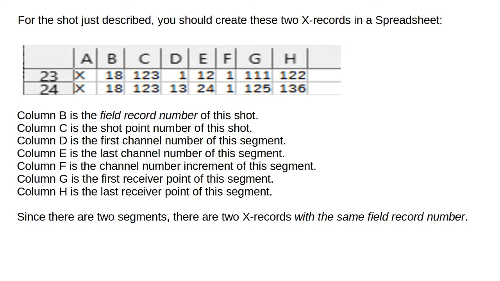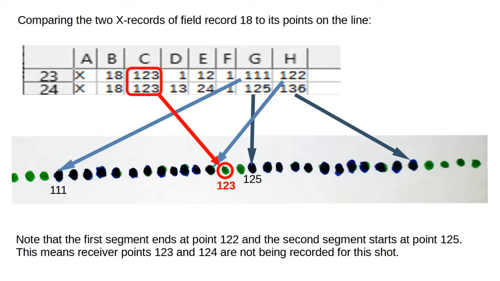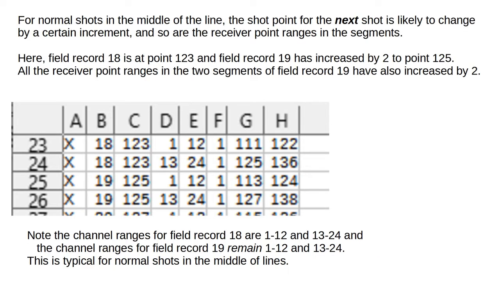The columns of this table contain the values described here. This image shows the shot point number and the receiver point ranges of the 2 segments. Channels 1 to 12 are on receiver points 111 to 122, and channels 13 to 24 are on receiver point numbers 125 to 136. For normal shots in the middle of the line, you can expect the shot point numbers to change by some standard increment such as 2 or 4. From one shot to the next, the receiver point ranges usually also change by that standard increment, but the channel ranges usually stay the same.